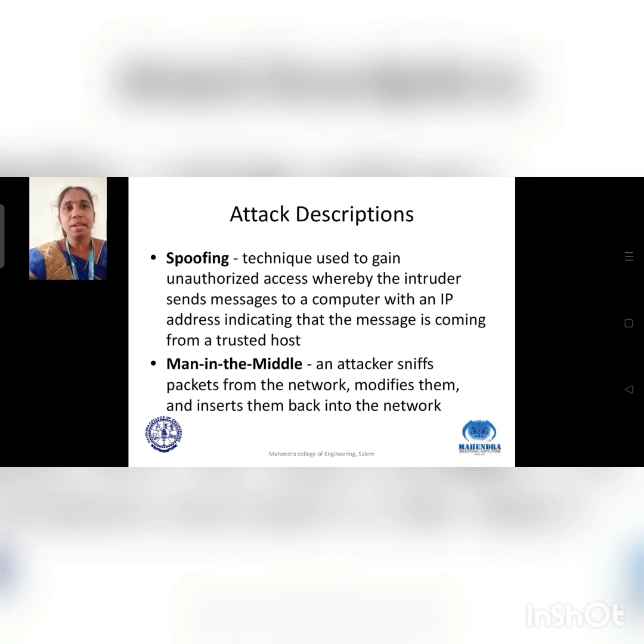The next one, attack description, man in the middle. Man in the middle means an attacker sniffs the packets from the network, modifies them, and inserts them back into the network.